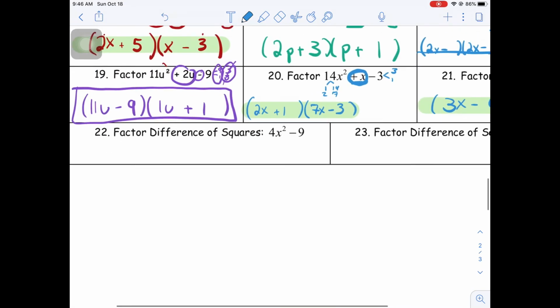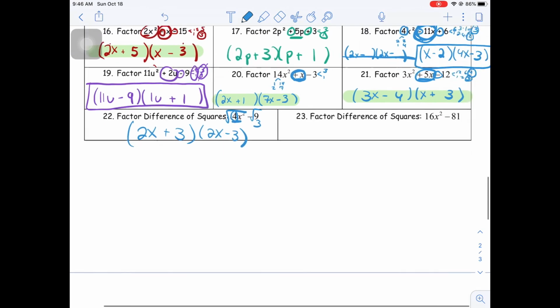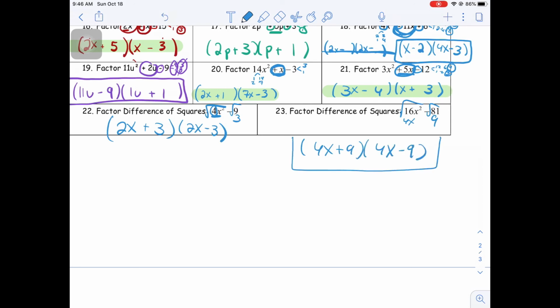All right, last two here. Factor a difference of squares when a is not 1. Well, this is still a square, right? 2x squared, you can take the square root of that. So that would give us 2x. Square root of 9 is 3, so that gives us 3. So then we have 2x plus 3 and 2x minus 3. Boom, difference of squares. Difference of squares here gives us 4x and 9. So then we have 4x plus 9, 4x minus 9. So we can also do difference of squares when the a value is not 1.